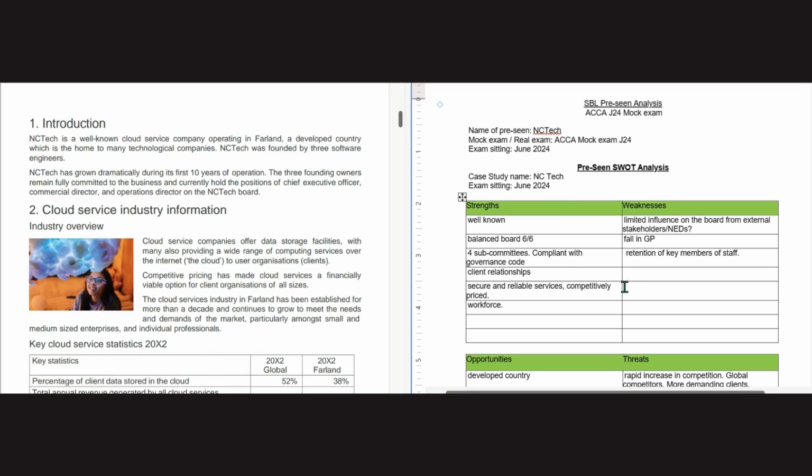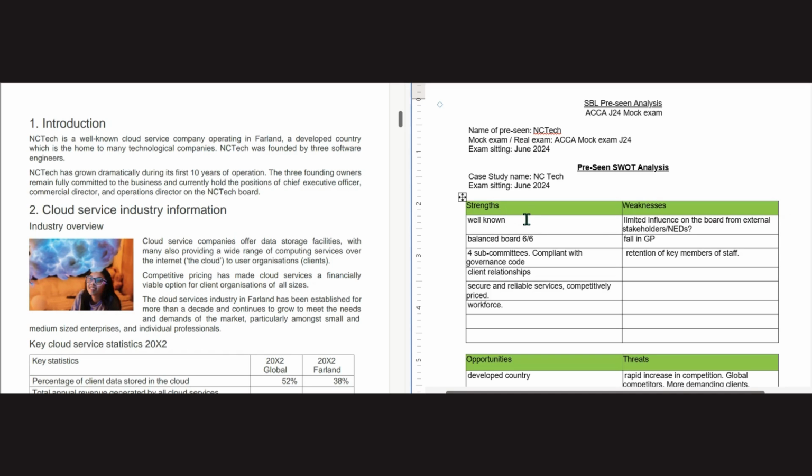Okay, so what do we know? Well, it's a well-known company. Immediately we say, well, that's a strength, NC Tech. Okay, why is it a strength? Well, quite simply because if it's well-known, it's got a strong brand, and the brand can be leveraged to increase its sales and profitability.